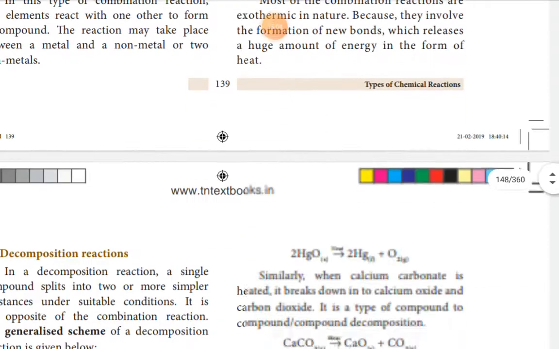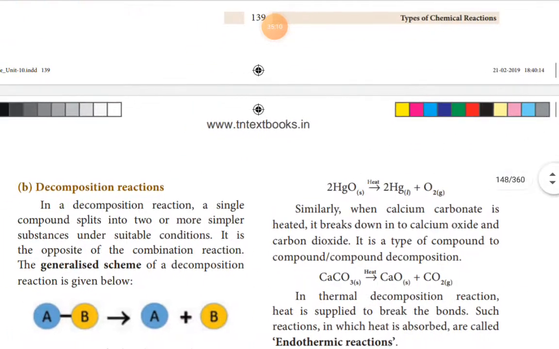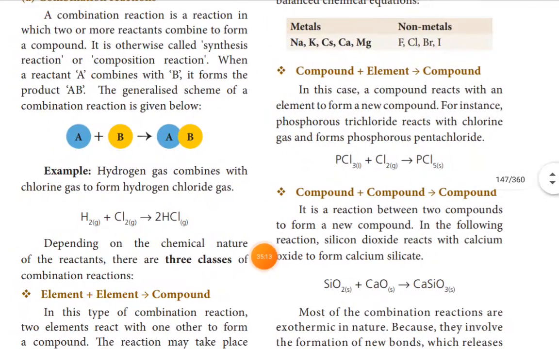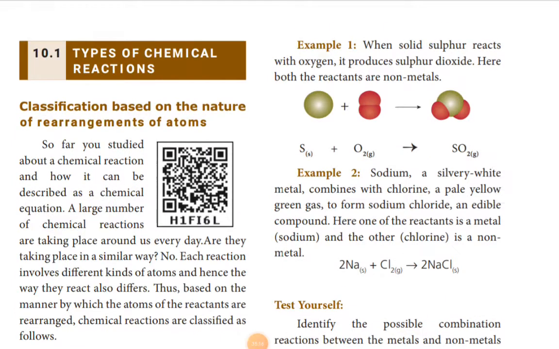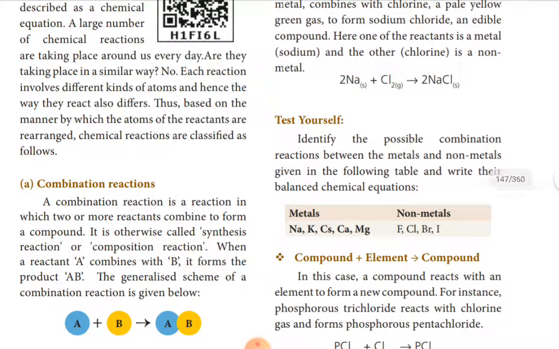So the next one, decomposition, we are going to see in the next class. So my dear students, what we have learned here are the types of chemical reaction, based on the rearrangement of atoms, because all the reactions are not taking place in the same manner. Not the same elements are going to combine; different elements combine in different conditions, so different products are formed. So based on this rearrangement of reactants, we are classifying the types of reaction.